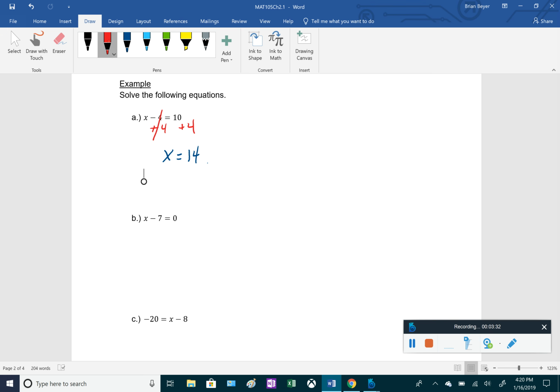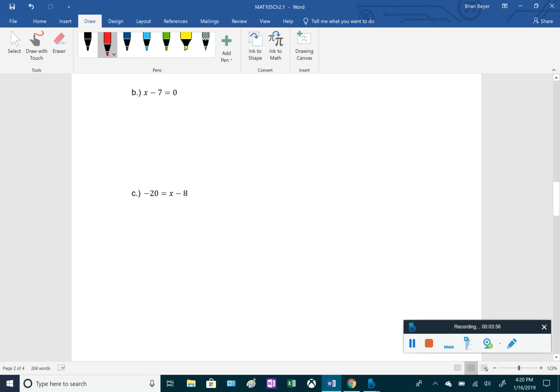So let's check it. A little check. We're saying x minus 4 equals 10, and we're going to plug in 14 for x to see if it works. 14 minus 4 is 10, so we get 10 equals 10. That's a true statement, so we know that we're correct.